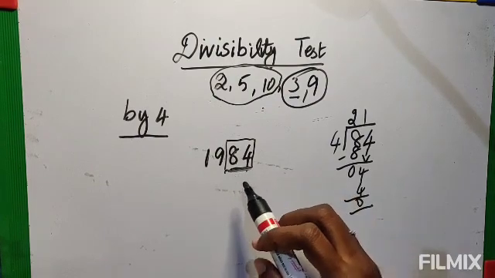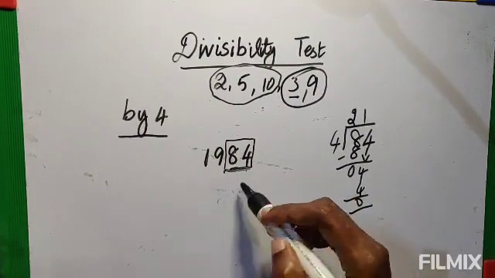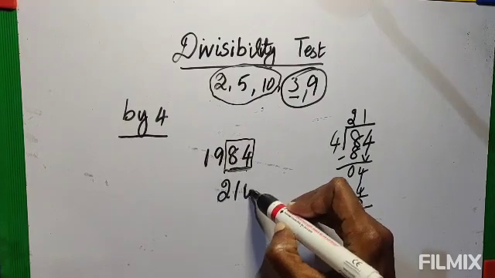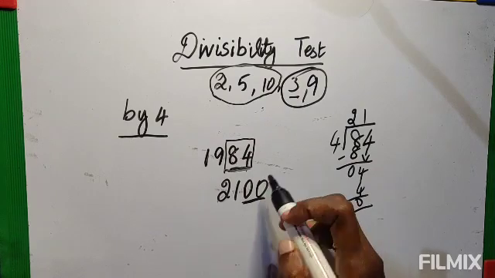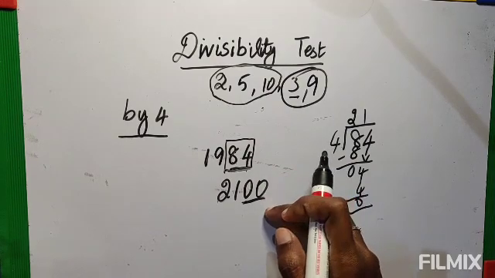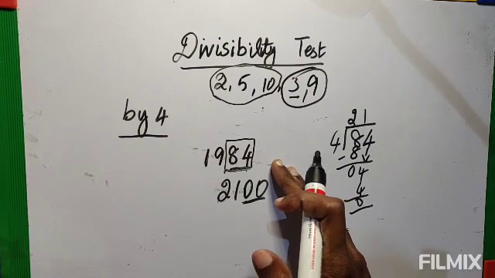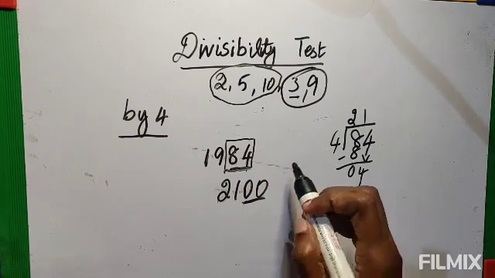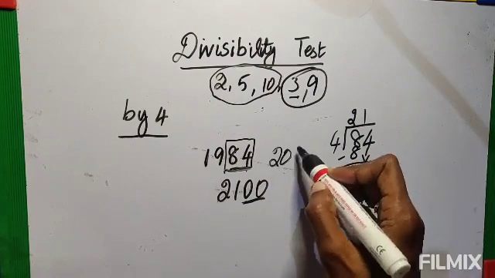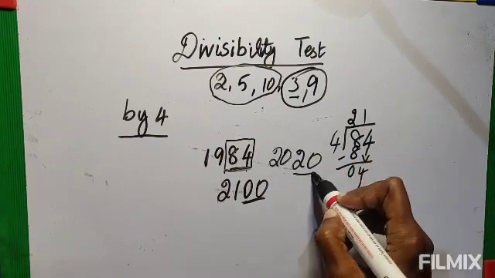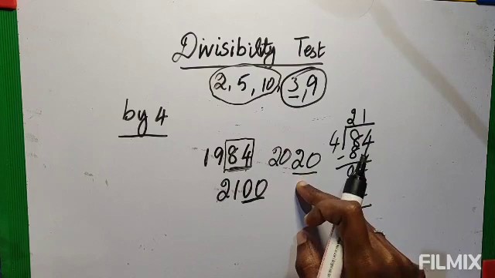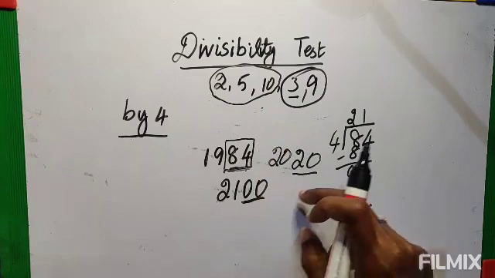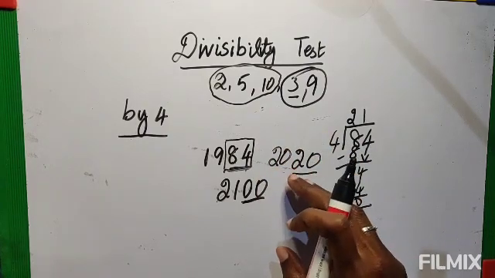Otherwise, the last 2 digits should be 0. Now 2000, 2100. If we take 2100, the last 2 digits are 0. If the last 2 digits are 0, or if they are divisible by 4, then the number is divisible by 4. Now this year is 2020. Here the last 2 digits are 20. Does 20 come in the 4 table? Yes, 4 5s are 20. So 20 is divisible by 4, so 2020 is divisible by 4.